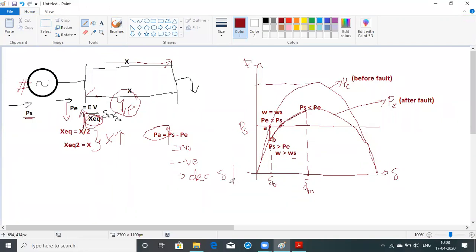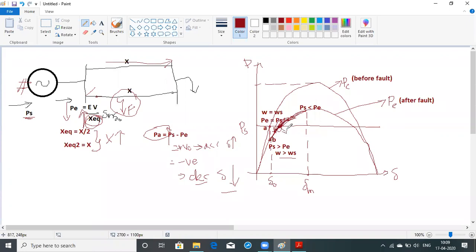Delta value will decrease. I'm repeating again: when it is getting accelerated, the delta value will increase. When it is getting decelerated, the delta value will decrease. So now the delta value should decrease, and it will decrease. It will come to this point. It will not come exactly to B. It will come to one point, and again it will come here, and it will oscillate, and it will settle back to this point.